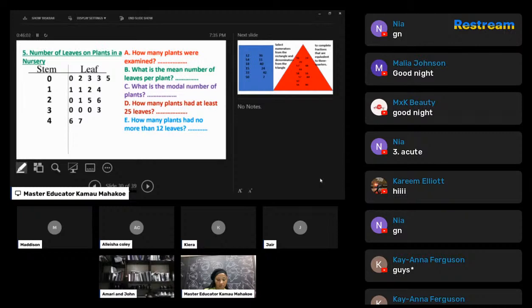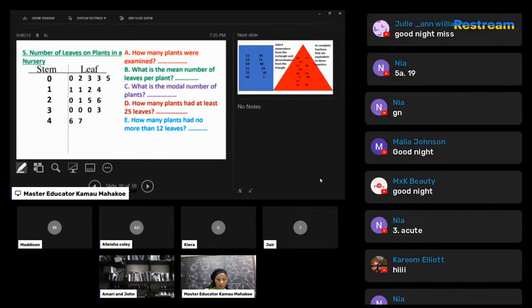Number 5. A. How many plants were examined? B. What is the mean number of leaves per plant? C. What is the modal number of plants? D. How many plants had at least 25 leaves? E. How many plants had no more than 12 leaves?